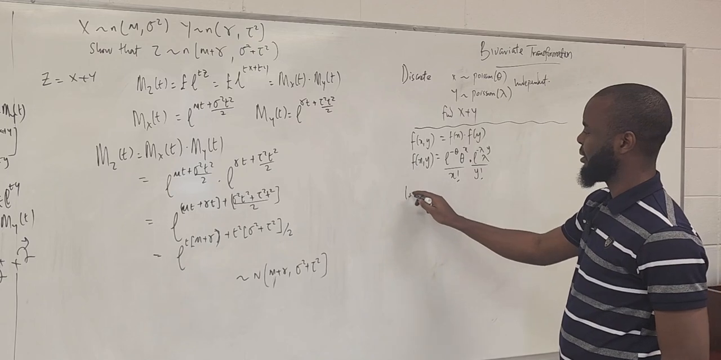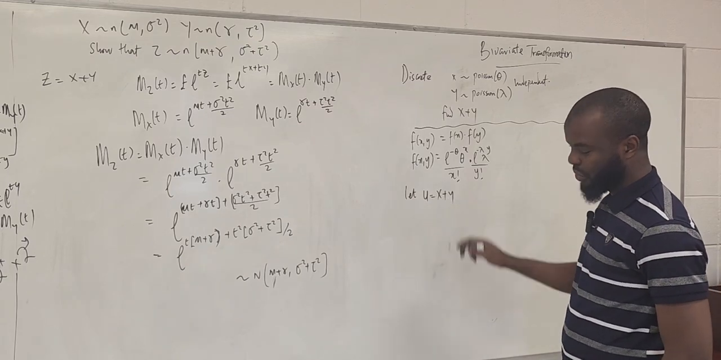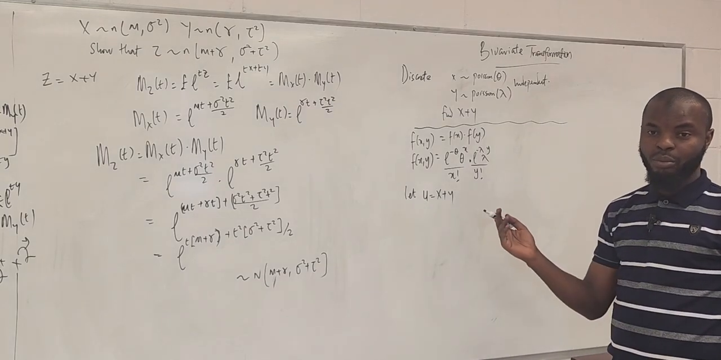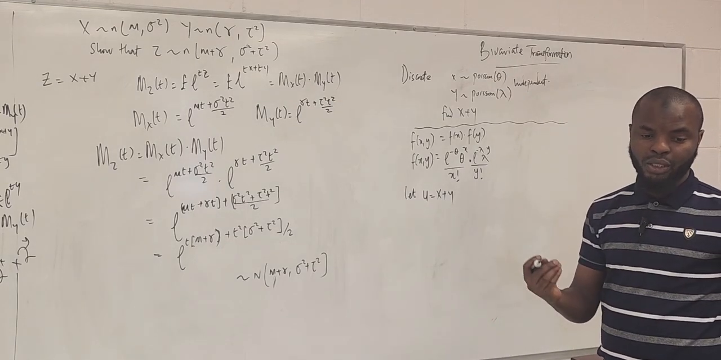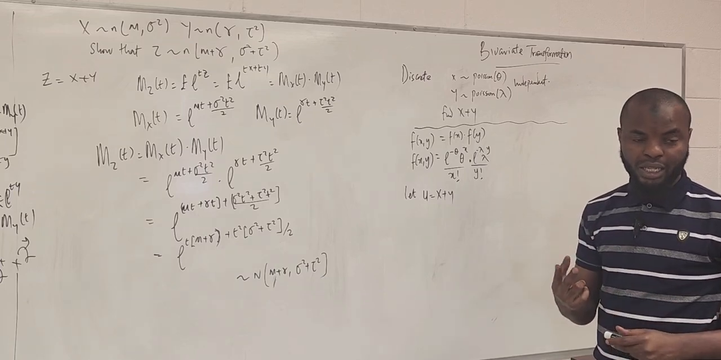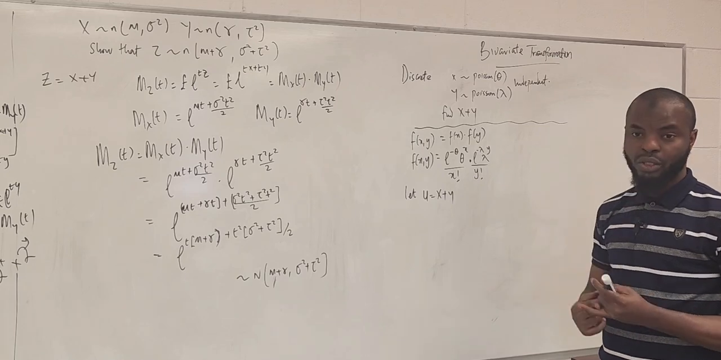And now let u be equal to X plus Y. You see, to me, I find this thing very interesting. Once you are able to get your joint distribution, that's number one. Then, what is u? What is v?